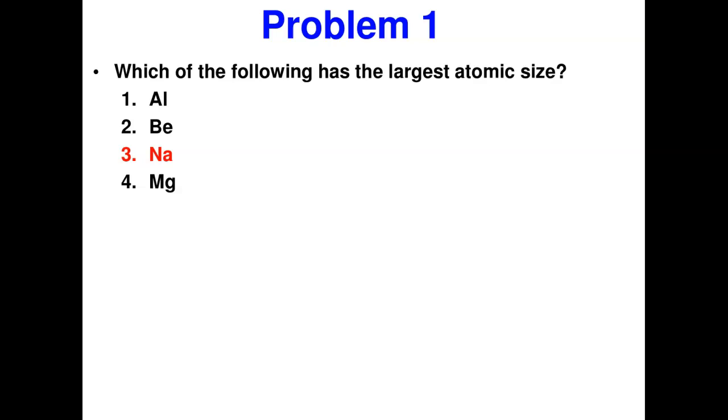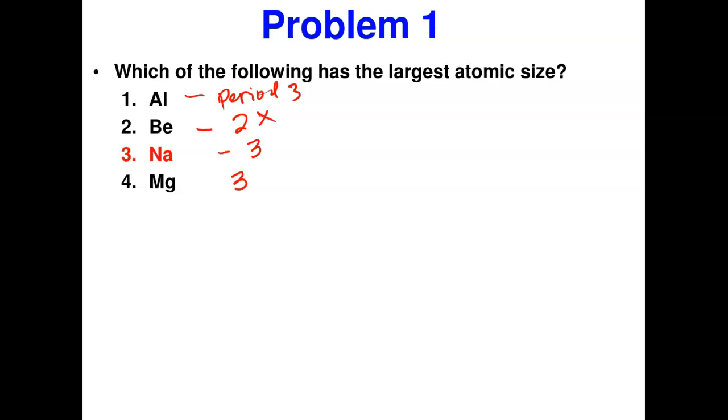If you look at this now, aluminum is in period 3. This is period 3. Beryllium is period 2. Sodium is period 3. And then magnesium is in what? Period what? See magnesium here. Magnesium is also in period 3. Now, we know it cannot be the one that is in period 2, so we take this one out.